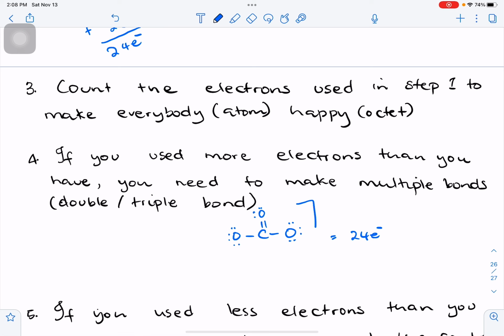So the last thing, because this is an ion, we put the charge outside big square brackets, and this is the structure for carbonate.